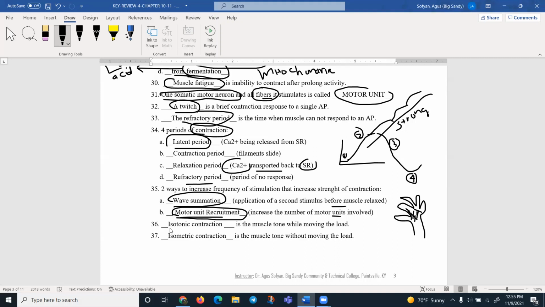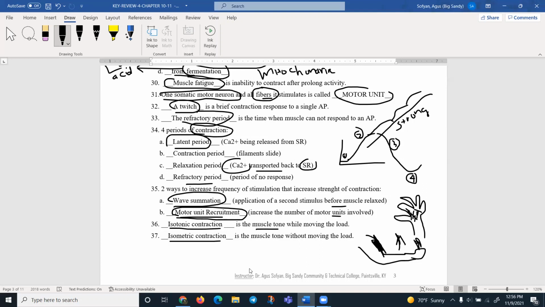Tone, there are 2 types: isotonic contraction and isometric contraction. Isotonic means the muscle tones while moving the load. For example, when we hold something in our hand and we move it up, there is a contraction in the bicep. This is what we call the isotonic contraction.